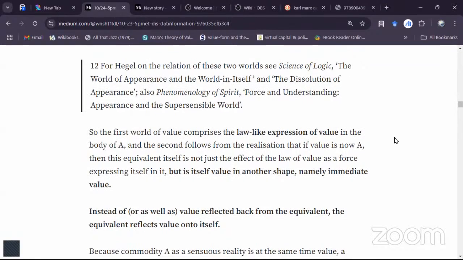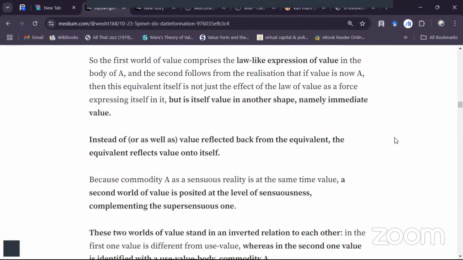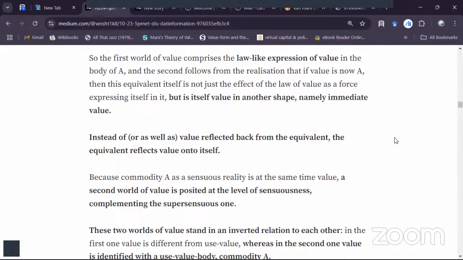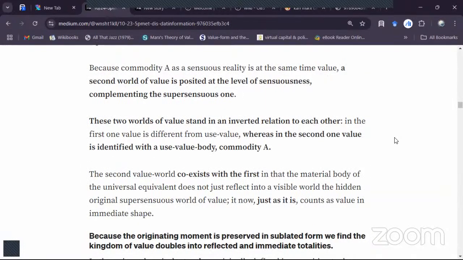Because commodity A as a sensuous reality is at the same time value, a second world of value is posited at the level of sensuousness, complementing the supersensuous one. These two worlds of value, the sensuousness and the supersensuousness, stand in an inverted relationship to each other. They are not simply one on top of the other. The first one, value, is different from use value, whereas in the second one, value is identified with a use value body, commodity A. So it is at one level just simply something that discriminates among things. But in the second one, it becomes more focused or specific.